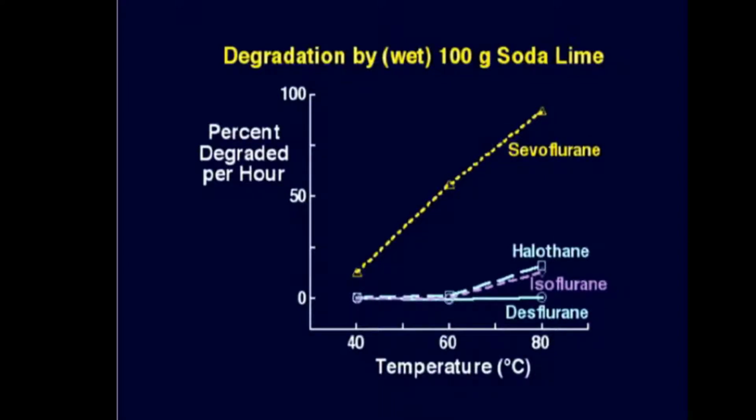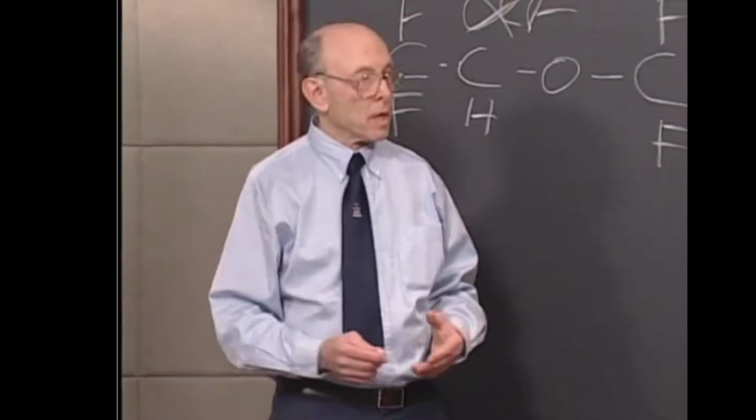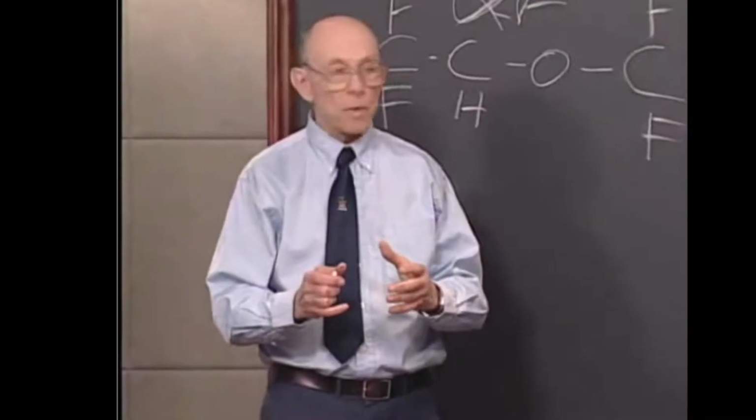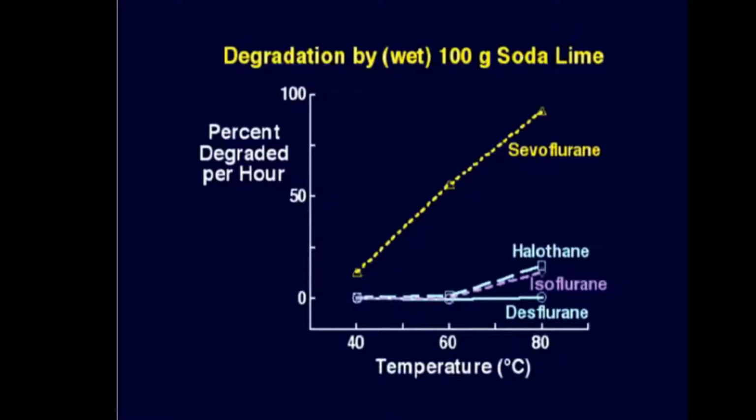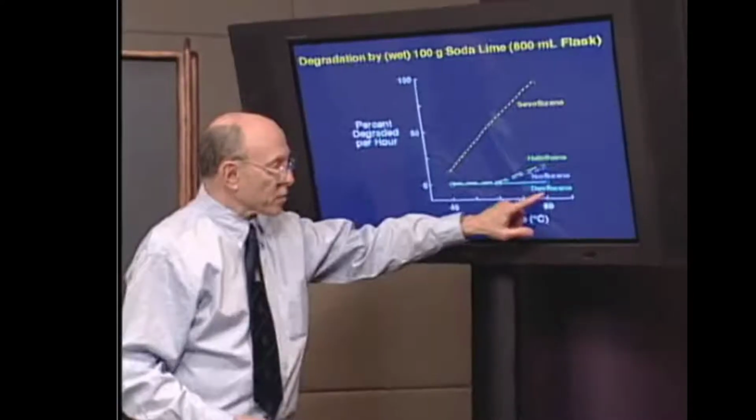The stability of the fluorinated anesthetics is greater in the presence of absorbents such as the ones that remove carbon dioxide from the gases our patients breathe. This is from a study that we did in which we simply put 100 grams of soda lime in a bottle that had a 600 ml capacity, and we added some anesthetics. And then we noted how much of the anesthetics degraded in each hour. And we found in a comparison of isoflurane and desflurane that desflurane was more stable.